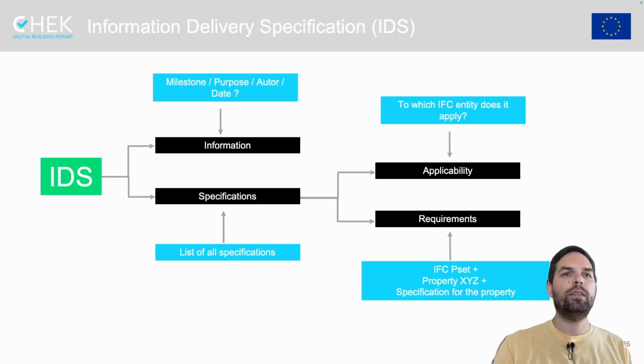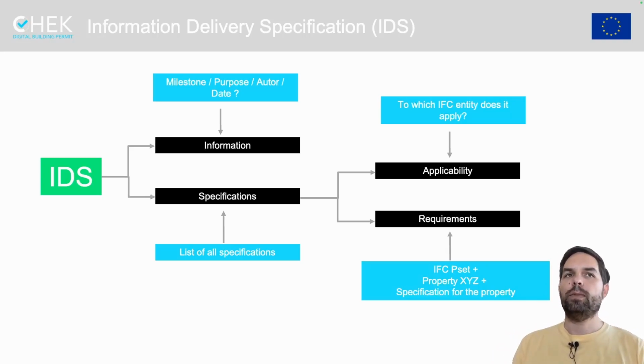One related to the information, where we need to provide information like the milestones, the purpose, the author, the date when this specification was created, and then a list of specifications, where each specification has the applicability, that is how we filter to what elements or classes in the IFC these requirements apply, and the requirements itself. That can be a combination of properties, attributes, classifications, it can be many things, and we'll show real examples after.